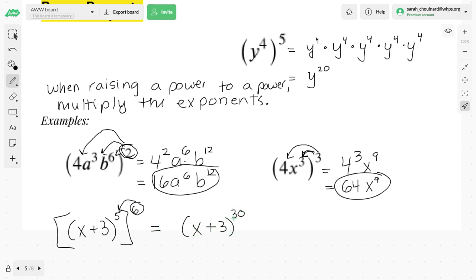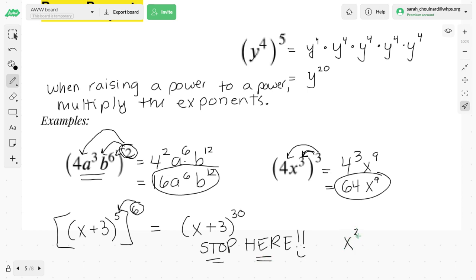That's where I stop. Do not distribute or give the power to addition or subtraction. You are not allowed to do that. You only can give it to multiplication or division like we were doing up here. So this is where we stop. We don't go any further.